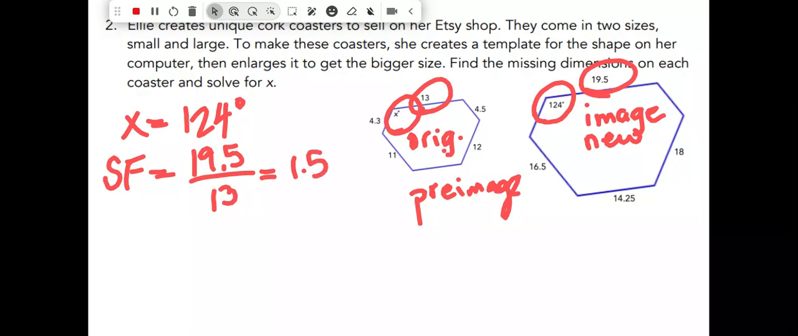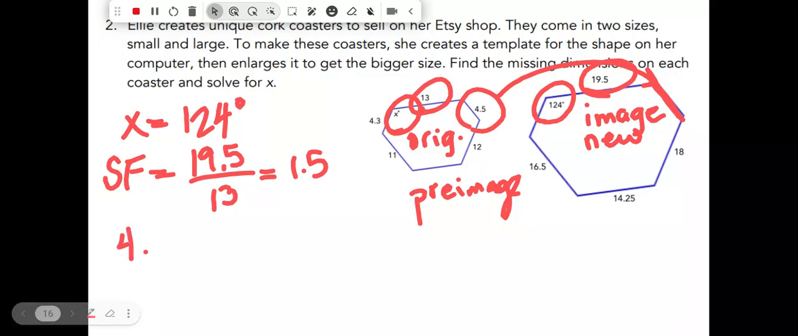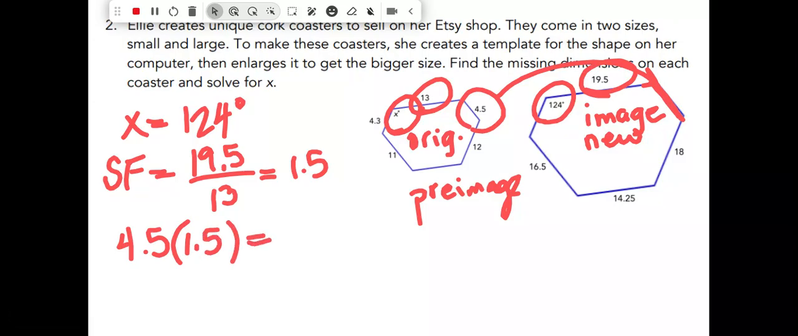So that's my scale factor. So if I'm going from the small original to the new one, all I have to do is multiply by 1.5. So if I'm going to find this side up here, then I'm going to take this 4.5 and multiply it by 1.5. 4.5 multiplied by 1.5. And you do that, you get 6.75. So that guy is 6.75.